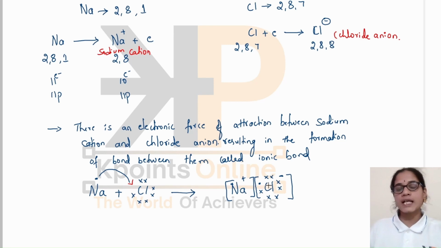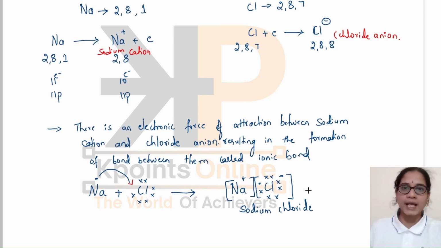So the electrostatic force of attraction between sodium cation and chloride anion results in the formation of a bond between these two, cation and anion, to form sodium chloride. And note that sodium chloride does not exist in the form of a molecule, but it is surrounded by oppositely charged ions. Sodium cation is surrounded by negatively charged chloride anions, and chloride anion is surrounded by positively charged sodium cations. This is how ionic compounds are formed.